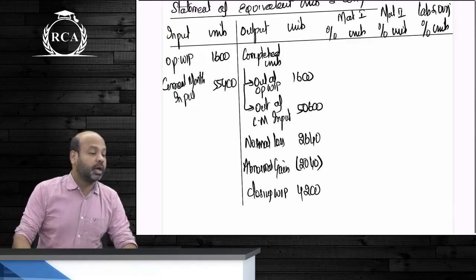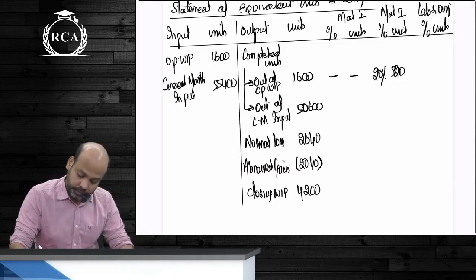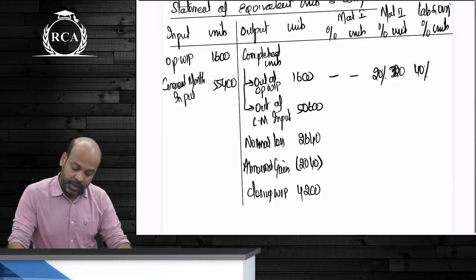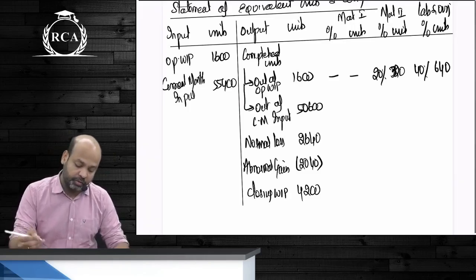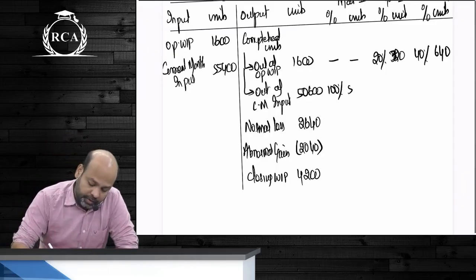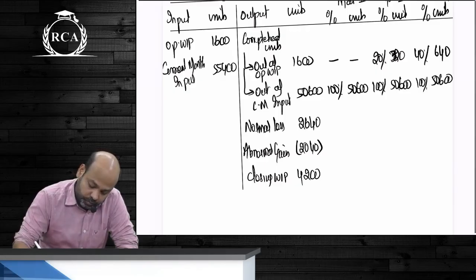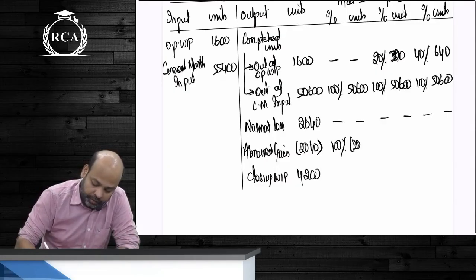Material 1 for opening work in progress is 100% complete, so 0. Compulsory. For material 2, guys, you will take 20% because 80% is already done. For labor and overheads you will take 40% because 60% is already done. For current month input, guys, everything will be at 100%. So that will be 50,600. Normal loss is always at 0%. Abnormal gain, beta, is always and always at 100%.